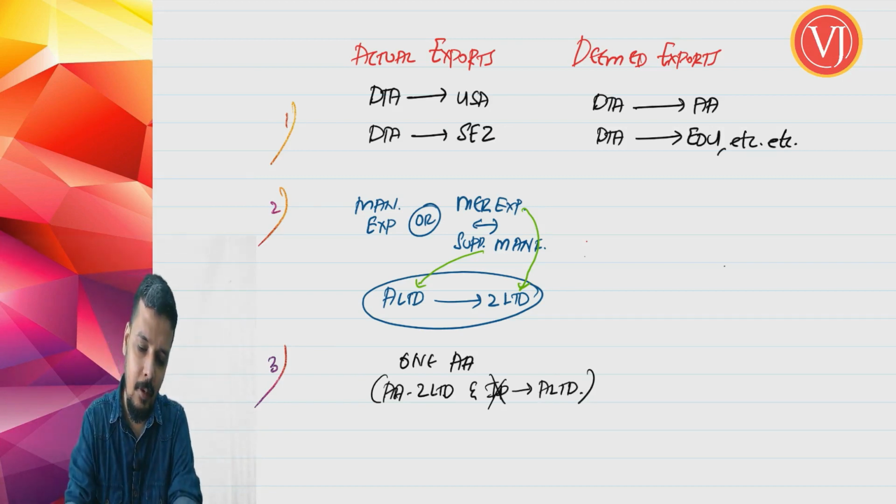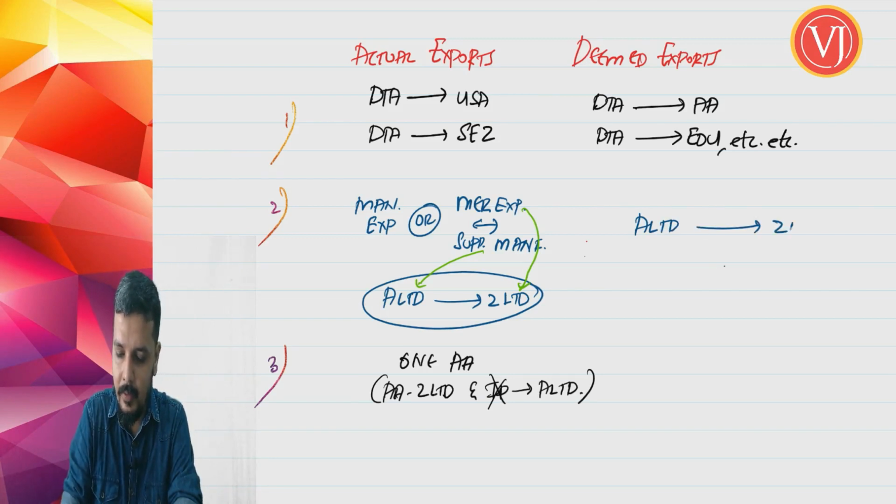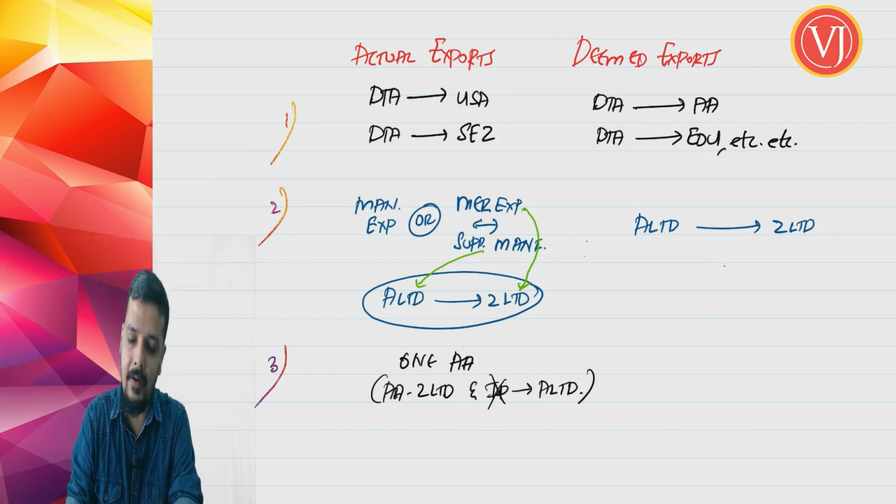Now, friends, when you talk about your deemed exports, you are talking about a very different scenario. You are talking about what? A Limited supplying to Z Limited. A Limited will have imports. Now they are not working as one unit.